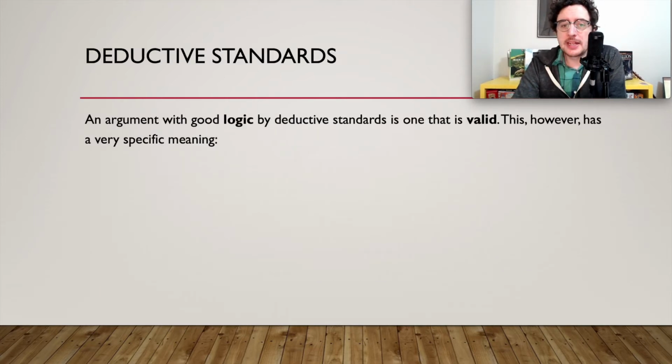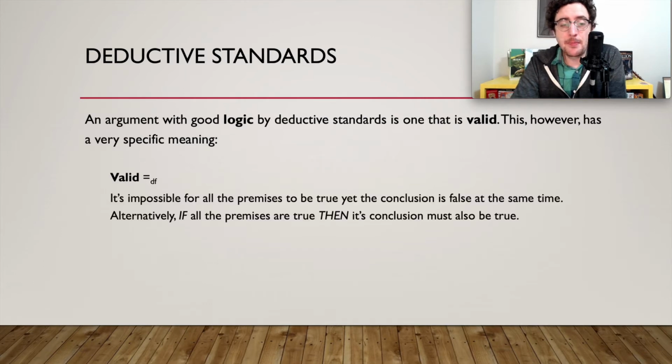An argument that has good logic by deductive standards is one that is valid. So this word, however, has a very specific meaning in philosophy. A valid argument is one where it's impossible for all its premises to be true while the conclusion is false at the same time. Notice this doesn't say that it's impossible for the premises to be true, and it doesn't say that it's impossible for the conclusion to be false. It just says it's impossible to have both those things happen at the very same time.